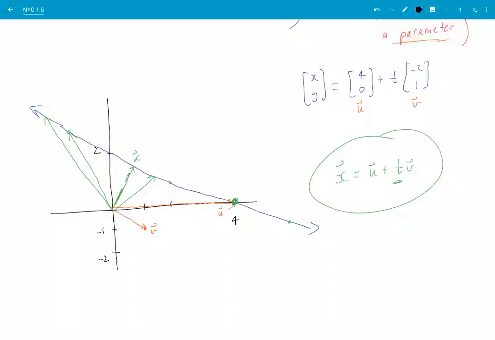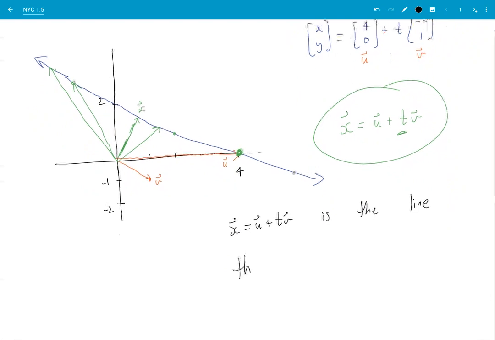Okay, so in English we say x equals u plus tv is the line through u that is parallel to v.